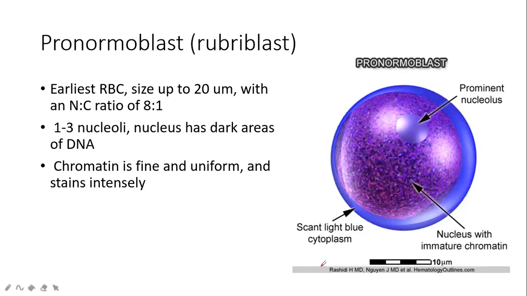So we have here your pronormoblast or your rubriblast, which is the earliest stage of your red blood cell. Iyang size is around 20 micrometers, and iyang NC ratio or nucleus to cytoplasm ratio is 8:1. Naa siya 1 to 3 nucleoli and dark areas of your nucleus, kay naay dark areas of DNA, and then iyang chromatin will have a fine and uniform stain, which stains intensely. So ingon ani ang itsura sa imuhang pronormoblast.